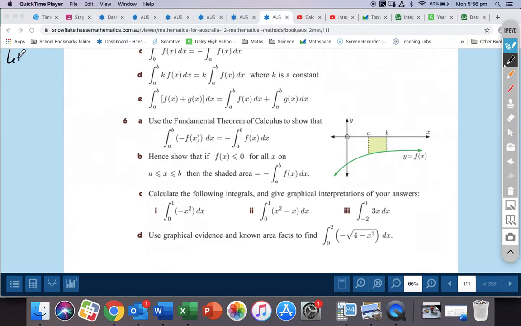If we say let capital F of x, by the way, we're doing question 6 here, be an antiderivative of f of x. Okay, so I can write this integral statement. We need to show that. So the procedure is start with your left-hand side, turn it into the right-hand side with some clever manipulation.